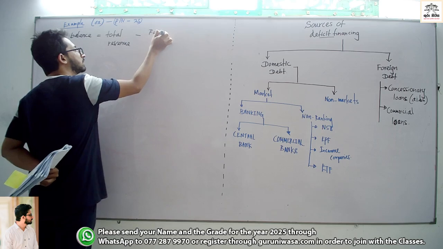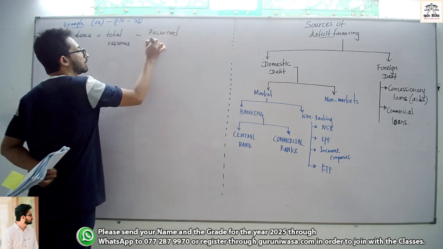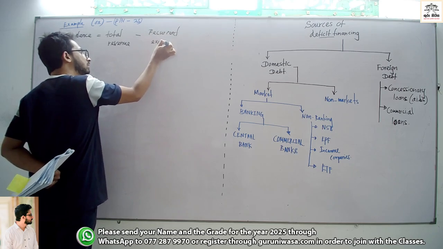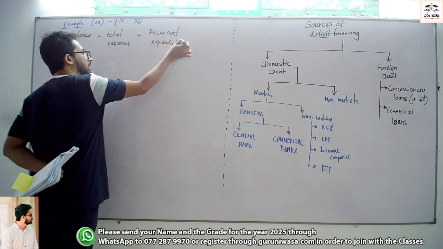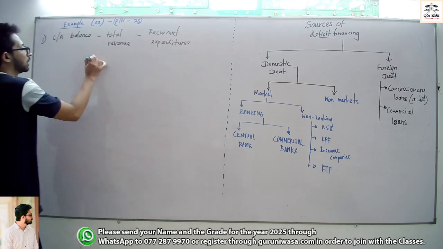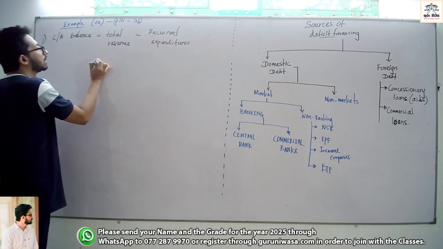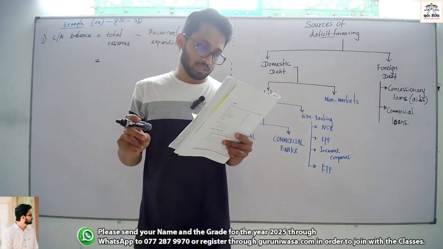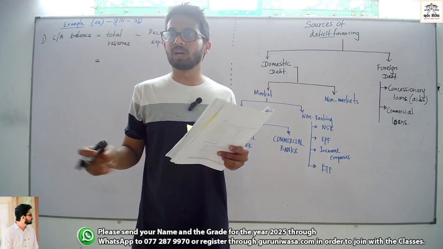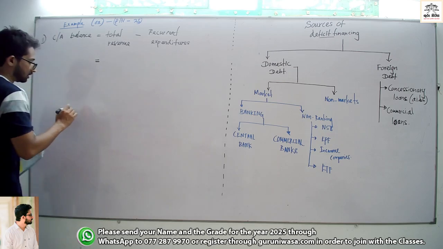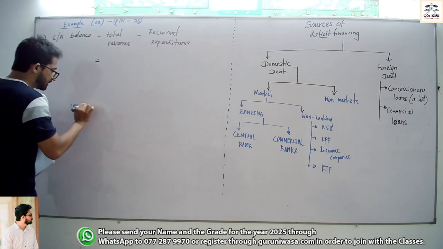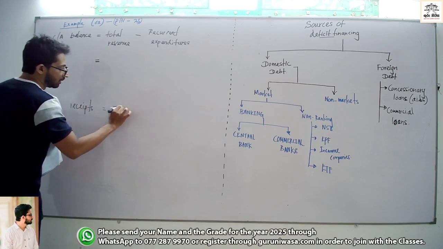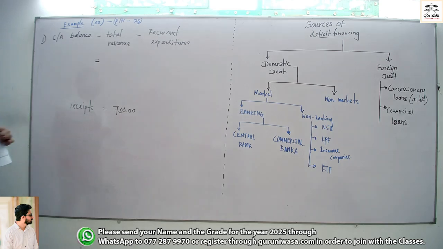Recurrent expenditures. Total revenue. Total revenue has not been given, but total revenue and grants are given. How much? 75,000. Received 75,000. Okay. But here we need to take total revenue. What should I do? You can't substitute 75,000. No.